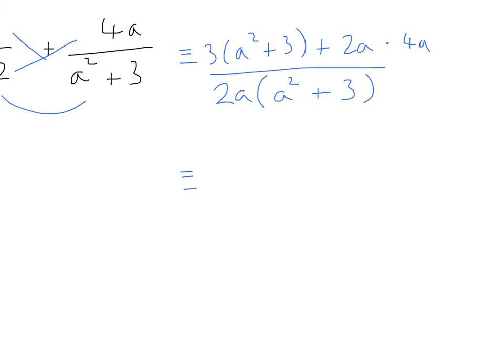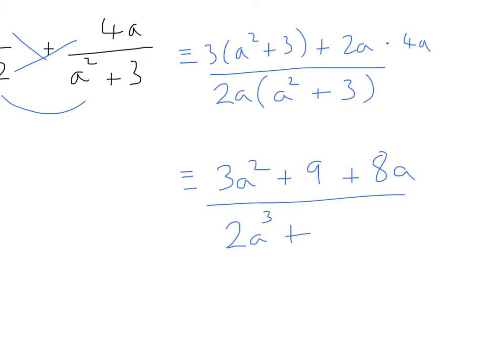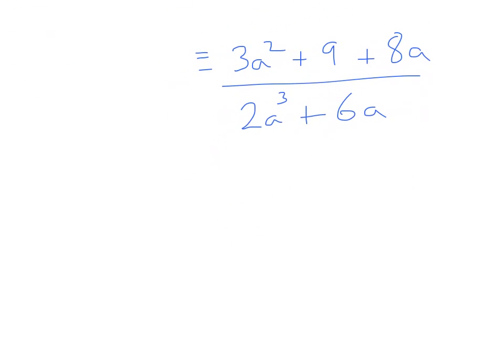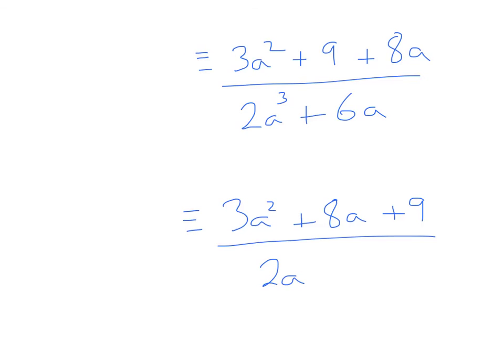So now I'm going to expand these brackets and multiply these two together and see if we can simplify it any further. 3a squared plus 9 plus 8a all over 2a cubed plus 6a. Just for my benefit, I'm going to rewrite this top line so that it's in order with the highest power first, plus 8a plus 9 all over 2a cubed plus 6a.